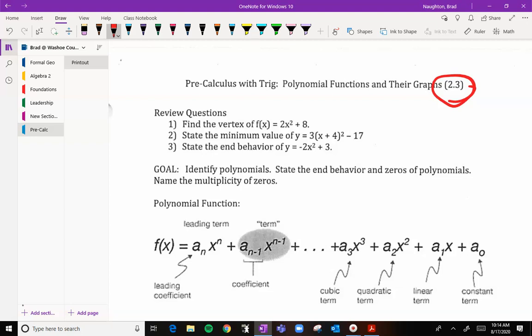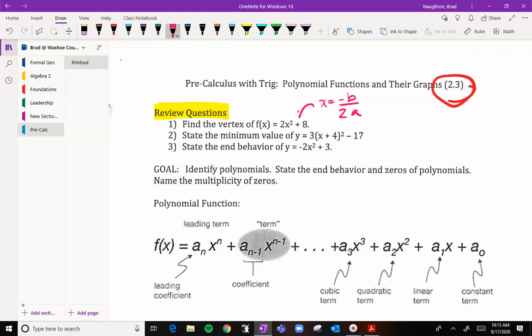So we got our review questions. Let's go ahead and get those going because those are going to sort of get us into the direction we're flowing today. So the first is find the vertex. So when we find the vertex and it's not in vertex form, we want to find that axis of symmetry, which is negative b over 2a. That's generally the plan. That's a lot of work.